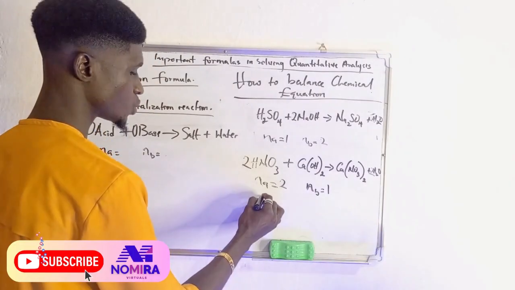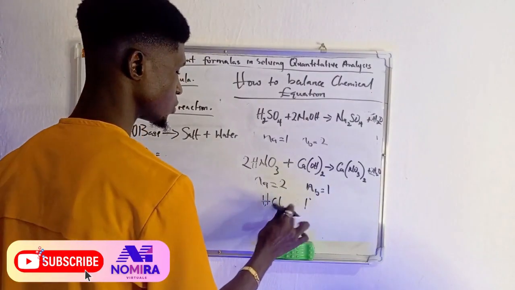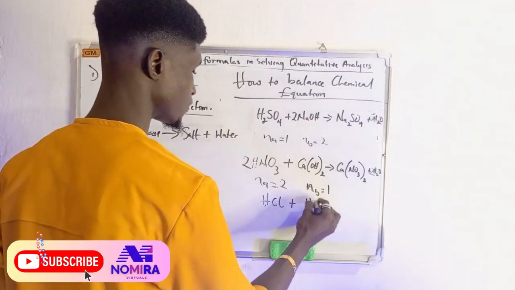Let's see what will happen between hydrochloric acid and potassium hydroxide.